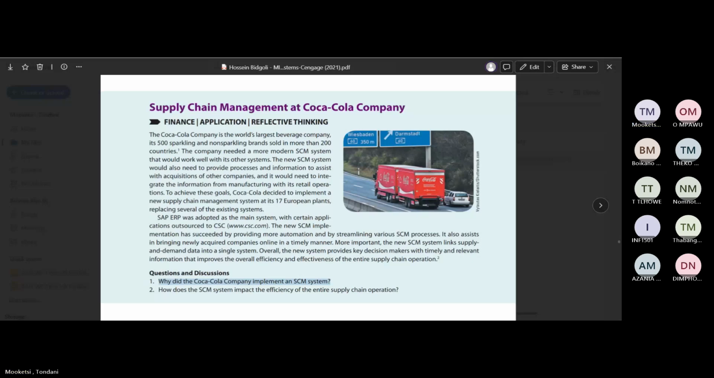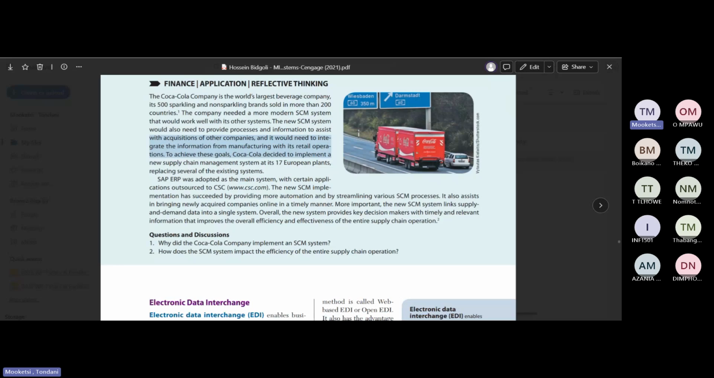So it is there. It says from here, the company needed more modern supply chain management system that can work well with other systems. That is reason number 1. Then number 2, they needed a system that will provide processes and information to assist with acquisition of other companies. And 3, that will integrate the information from manufacturing with its retail operations. So those are the 3 reasons why Coca-Cola needed to implement a supply chain management system.